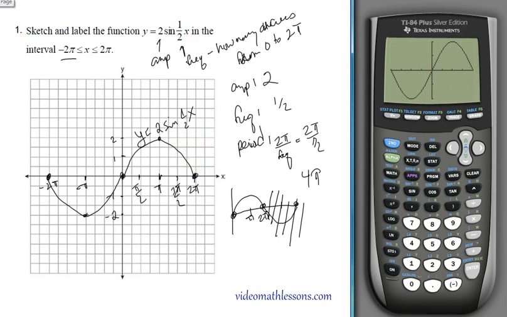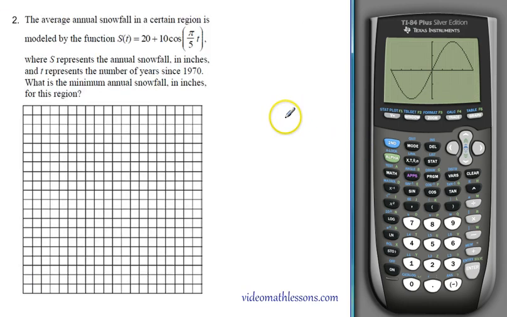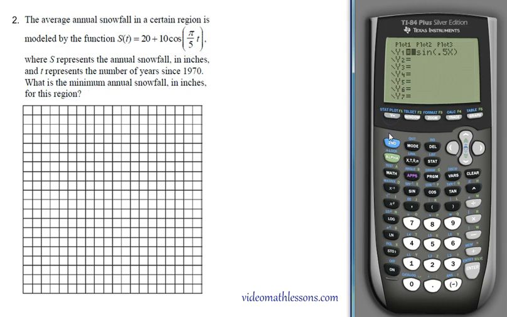So let's try another one. All right, now take a look at this one. This is some big complicated formula. This one goes in a calculator. This is a calculator question. So I'm going to clear this out. And it says this is something about snowfall, and they give you a bunch of things, 1970, blah, blah, blah, blah. And they want to know what's the minimum snowfall.